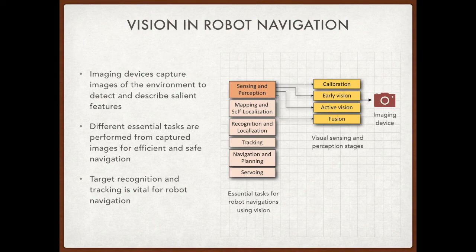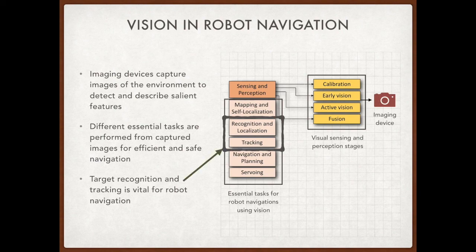In a mobile robot with vision sensors, first the imaging device captures an image of the environment to detect and describe salient features. Then this information is employed to perform several essential tasks, for instance, construction of maps, the localization of the robot within the map, object recognition and localization, target tracking, path planning and navigation, and the control of the robot actuators.